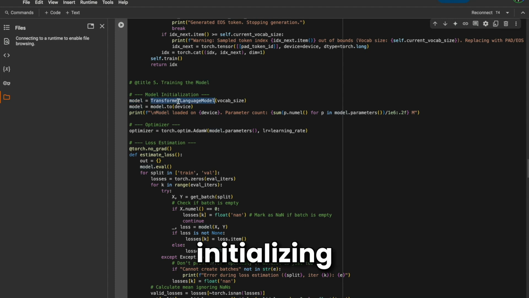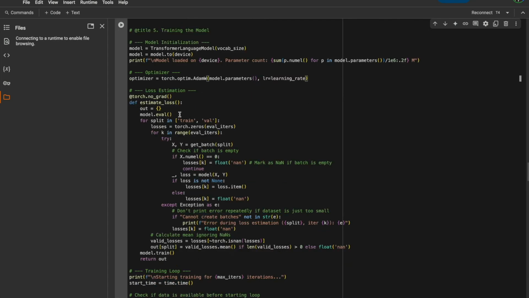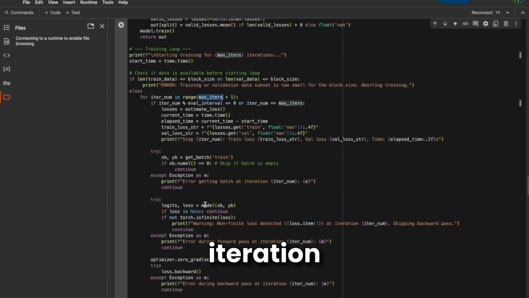So then we are initializing a transformer language model with a particular vocabulary size. Then our first work is to train it. So for training, we need to define an optimizer. In this case, we're starting off with the Adam optimizer, which is the most popular optimizer. And any optimization also needs a loss function. So we have this estimate loss function, which calculates the losses. And then we have a training loop where we are setting a max iteration step here.